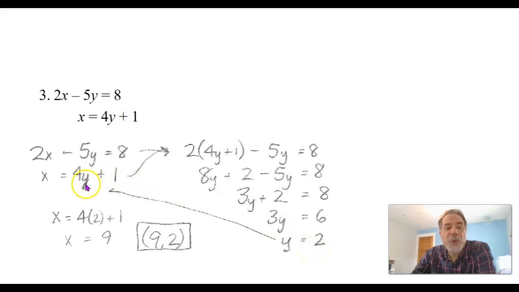And then plug 2 in for y back in x equals 4y plus 1, and you get x equals 4 times 2 plus 1. That's 8 plus 1, or 9. So the solution is 9, 2: 9 for x and 2 for y.